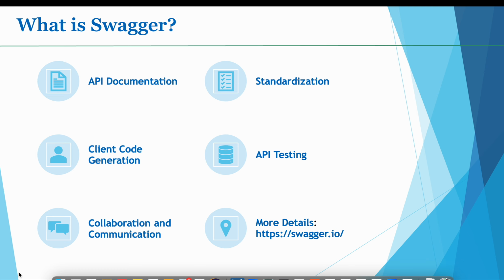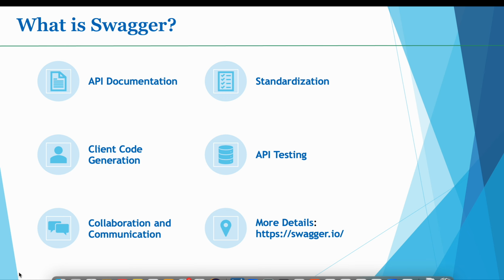The second one, I would say, is standardization. Swagger promotes standardization in API development by providing a structured way to define API specifications. By adhering to the OpenAPI specification, developers ensure consistency across the APIs, making them easier to understand and work with both within teams and across organizations.